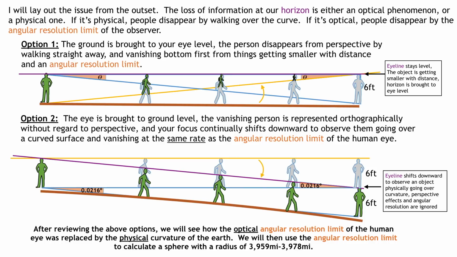After reviewing the above options, we will see how the optical angular resolution limit of the eye was replaced by the physical curvature of Earth, and we will then use that limit to calculate a sphere with a radius of 3,959 miles to 3,978 miles.